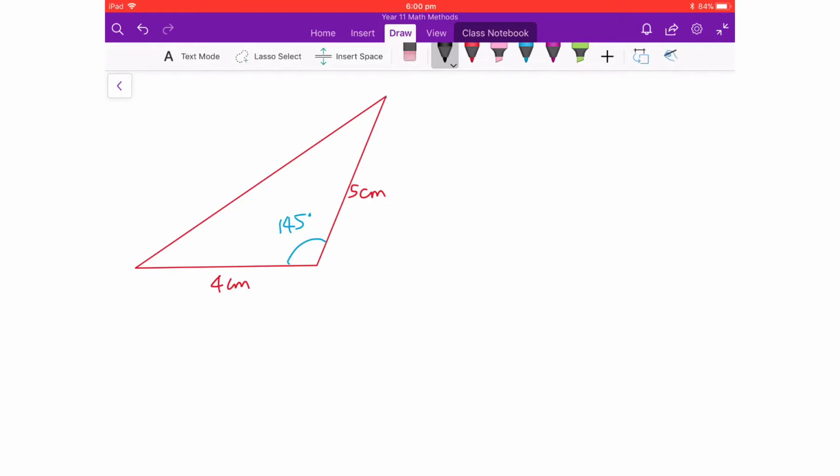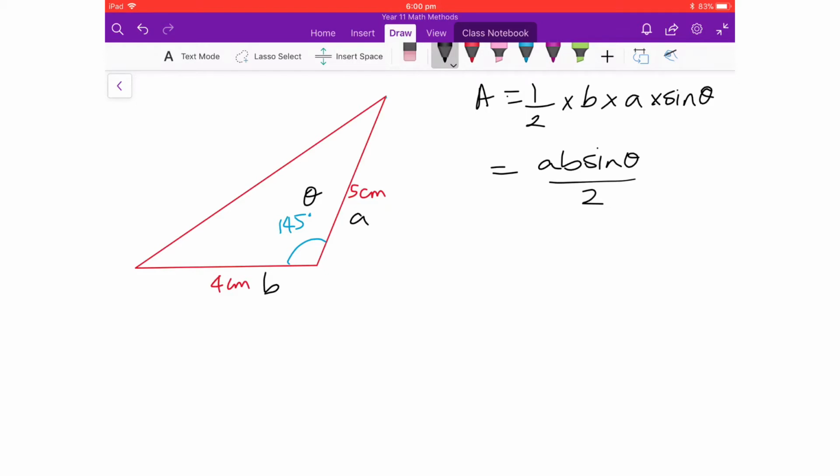So we've got theta here. We've got two given sides, which is important. So our A and B, doesn't matter which side you label. Our area formula is equal to half times B times A times sine theta, which we've been able to write as AB sine theta over 2. Okay, so let's use this.